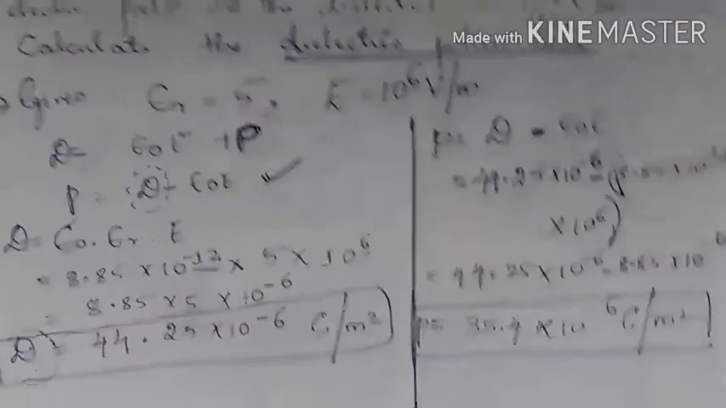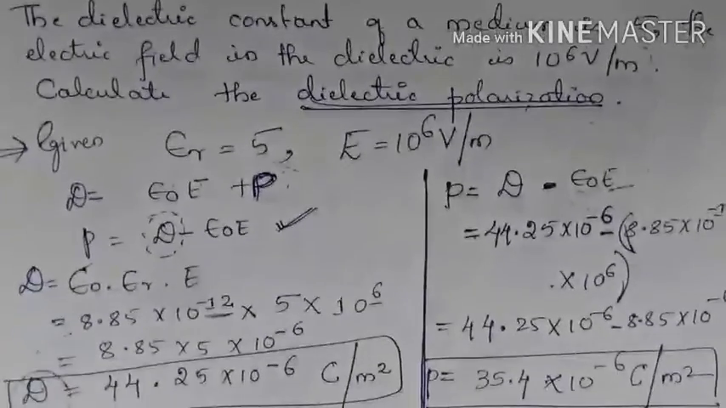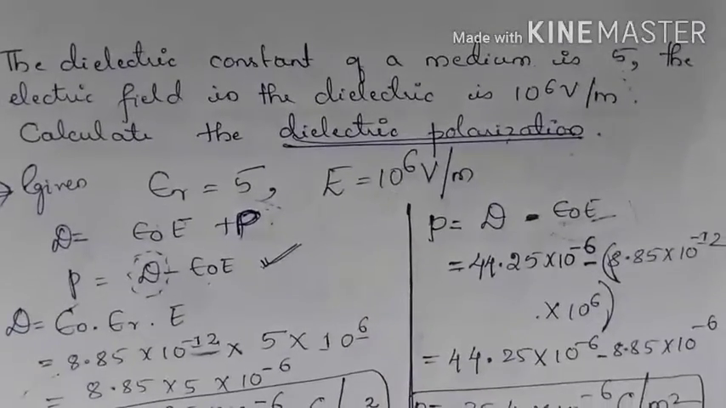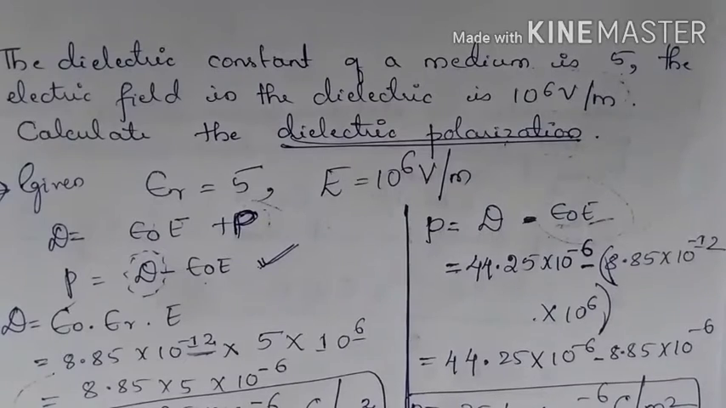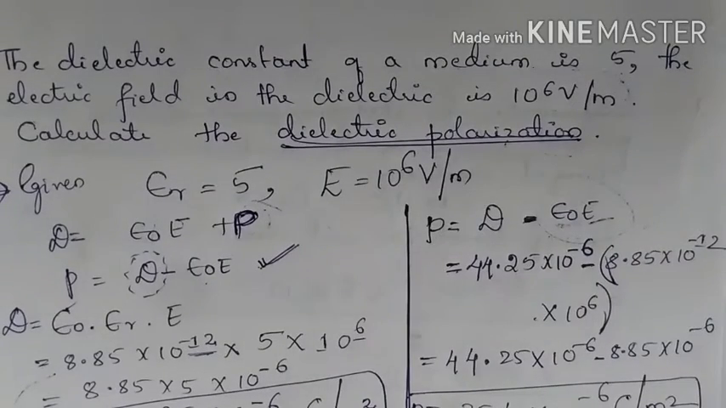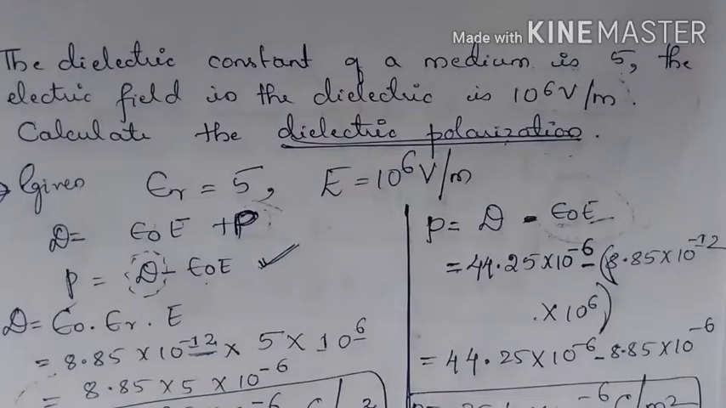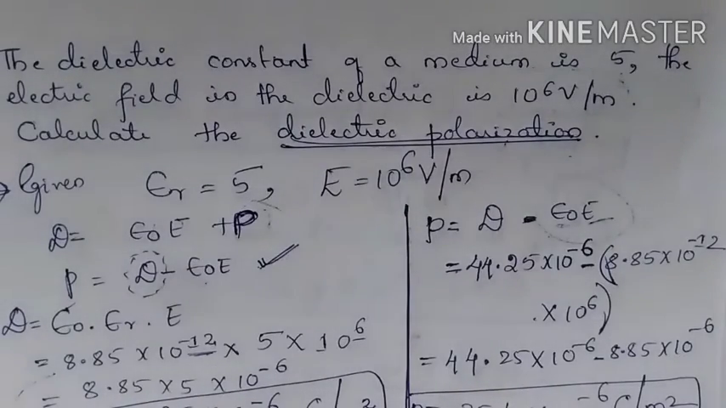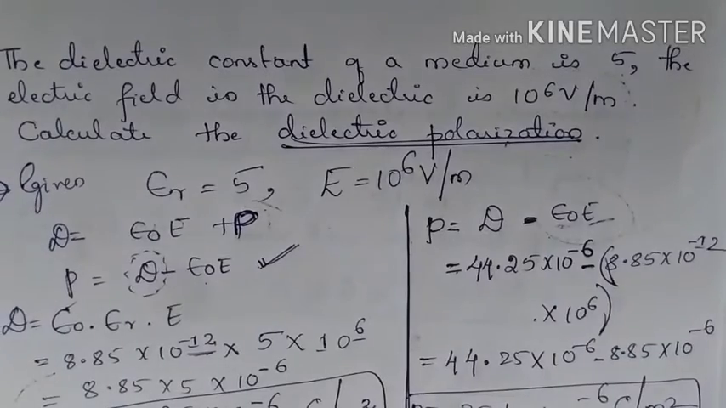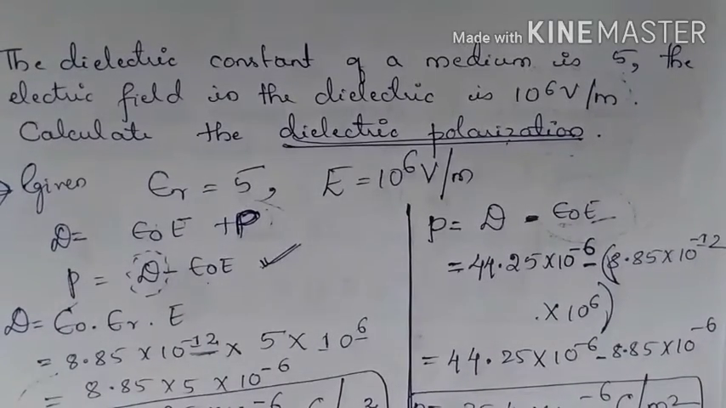So the solution for this third question is in two parts. Here we are asked to find the dielectric polarization, and the expression for dielectric polarization can be written as P is equal to D minus epsilon naught E. So to find the value of P, we need to know the value of D. So before doing the calculation for P, we should do the calculation for D.